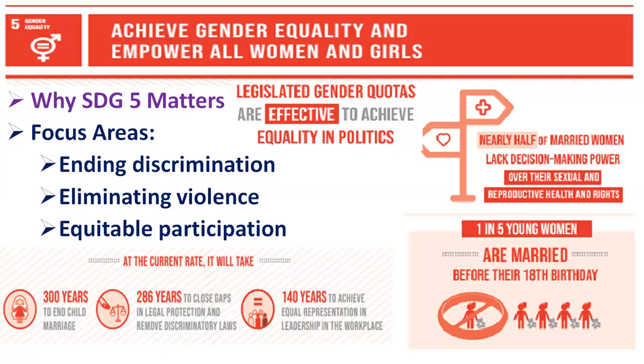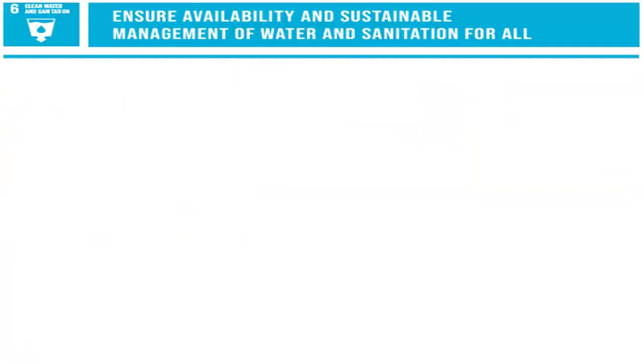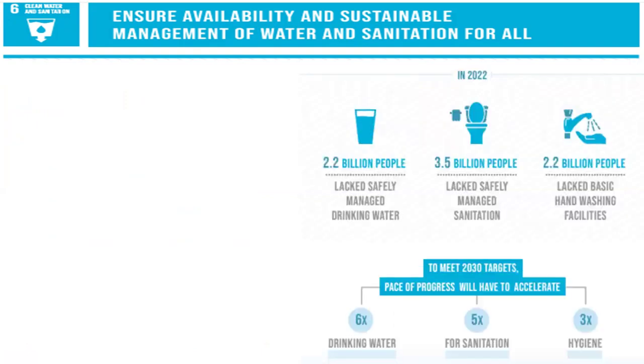Promote equal opportunities for women in the workforce, including equal pay for equal work. Then SDG 6, we have clean water and sanitation, the goal to ensure the availability and sustainable management of water and sanitation for everyone, addressing access inequalities, improving water quality, and safeguarding ecosystems.